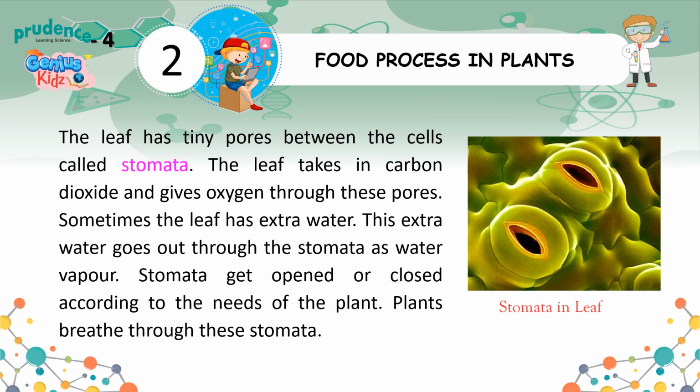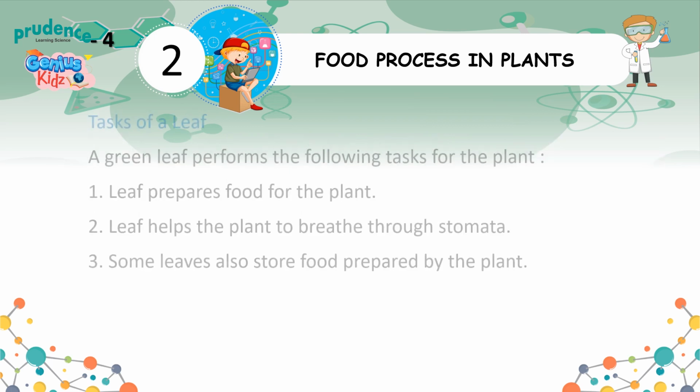Sometimes the leaf has extra water. This extra water goes out through the stomata as water vapor. Stomata get opened or closed according to the needs of the plant. Plants breathe through these stomata.